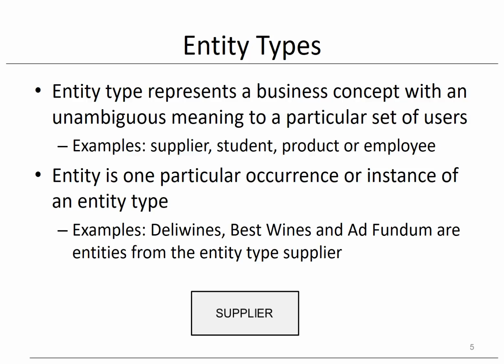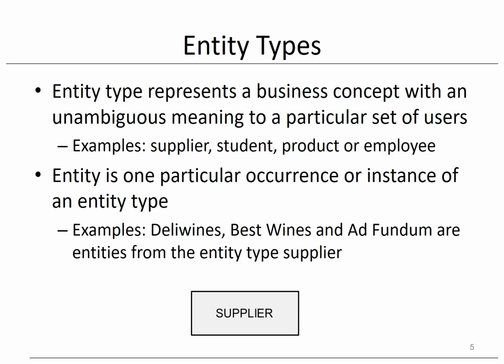An entity type represents a business concept with an unambiguous meaning to a particular set of users. Examples of entity types are supplier, student, product, or employee. An entity is one particular occurrence or instance of an entity type. Deli Wines, Best Wines, and Ad Fundum are entities from the entity type supplier. In other words, an entity type defines a collection of entities that have similar characteristics.